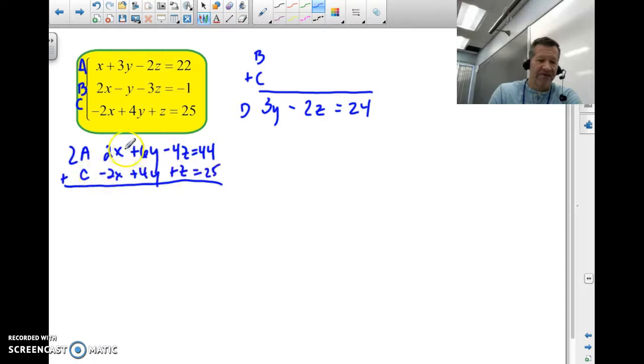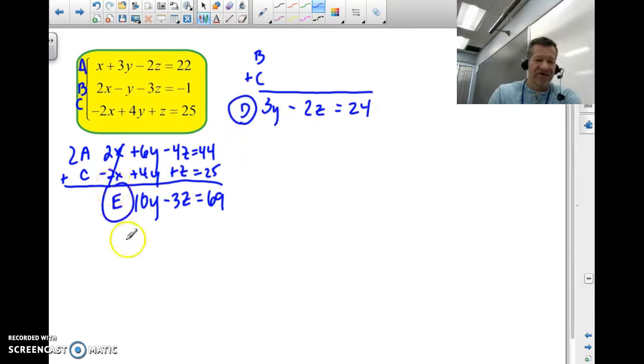Adding these together, x's cancel. I've got 10y minus 3z is 69. So now I have another equation with y and z. So let's take equation D and equation E now and solve this system of two equations. Looks like the z's here, I got a negative 3z and a negative 2z. Those both go into 6. So I want to make one a positive 6 and one a negative 6. So I'm going to multiply this by 3 to make it negative 6. I'm going to multiply this by negative 2 to make it positive 6.